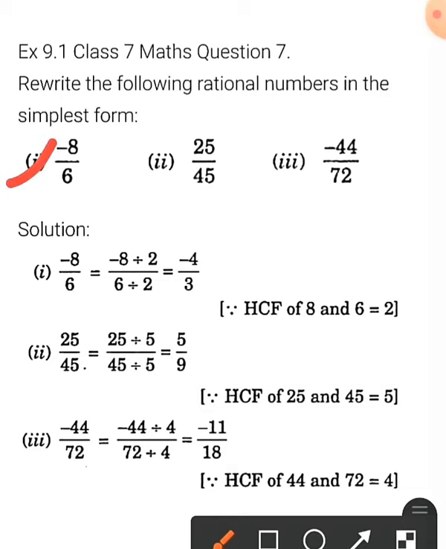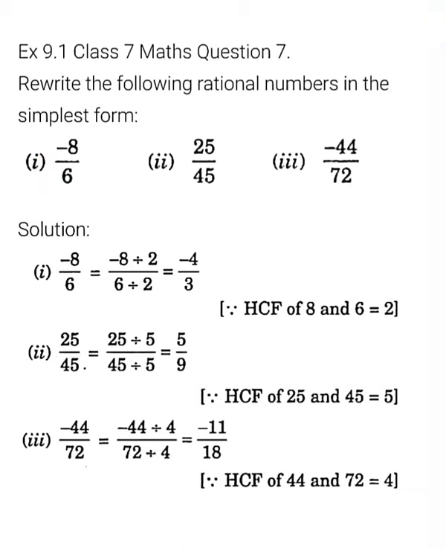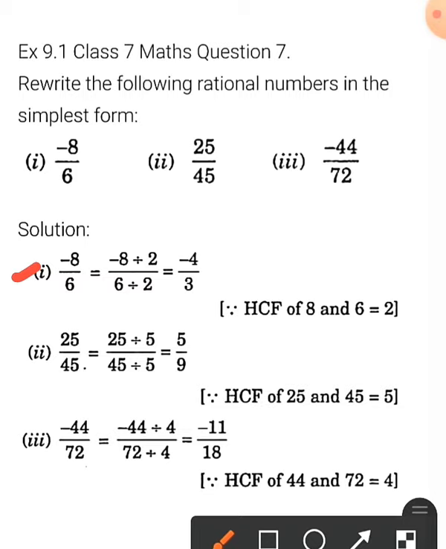First one is minus 8 upon 6. This is the solution part of the first one. Minus 8 upon 6, both are coming in the table of 2, तो 2 से cancellation हो जाएगा. तो यहाँ पे लिखा है divide by 2. They have taken the HCF, highest common factor of 8 and 6. So 8 और 6 दोनों किस टेबल में आता है? 2 के टेबल में आता है, राइट? So 2 से cancellation करेंगे.